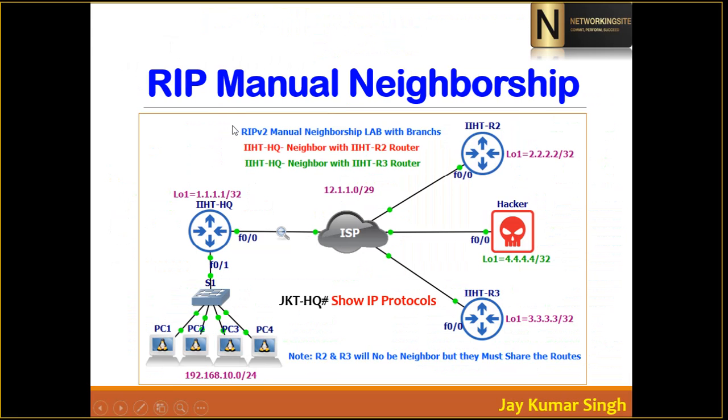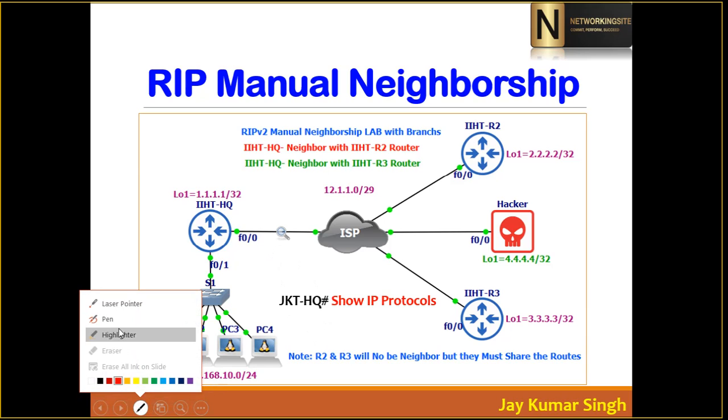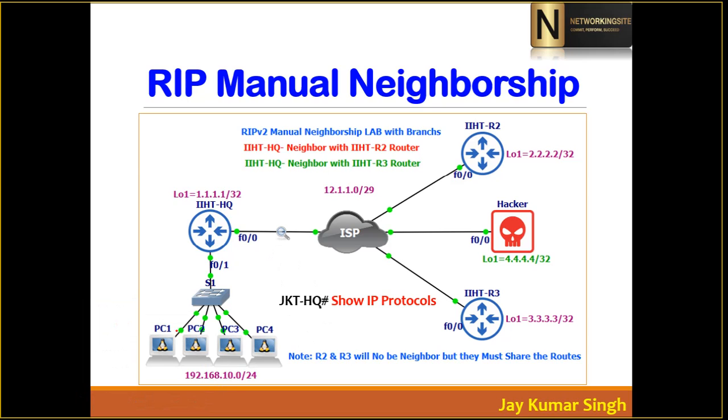Okay, now we are talking about RIP manual neighborship. Why do we need this RIP manual neighborship and in which condition do we need it? Suppose we have some network here. Suppose this is our company router. Now what happens when this PC wants to communicate to a branch? Maybe you have a company which has multiple branches. So this is your company headquarter, and these are branch 1 and branch 2.